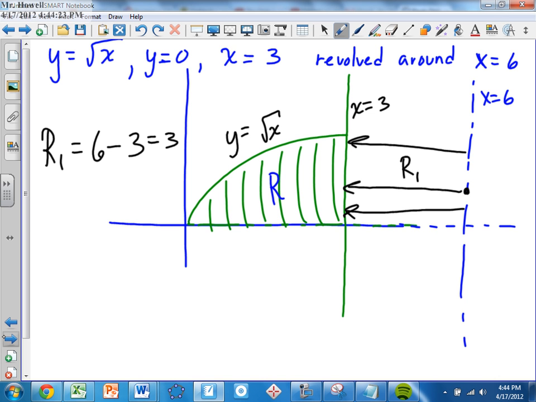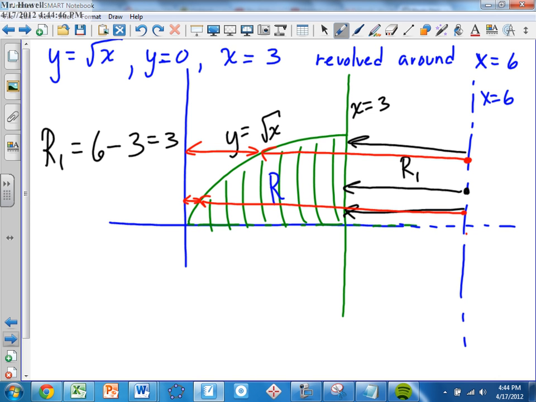So I start again at the axis. I go over until I get the next intersection, which is right there. Or if I do it from here, I go over and I get the next intersection right there. So for my outer radius, the whole thing is 6 minus whatever this distance is here, which is that function, right?